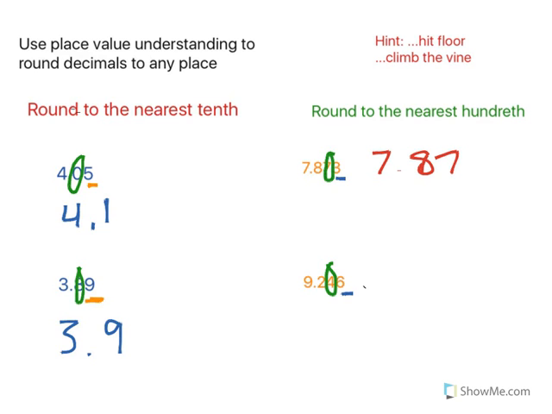Okay, and now we look at the one below. It's a 6. 0 to 4, hit the floor. 5 to 9, climb the vine. 6 is in the 5 to 9, so we're climbing that vine. And our answer is 9.25 because 1 more than 4 is 5. Hopefully we got all those right, and that's the last concept, so let's go into our overview.